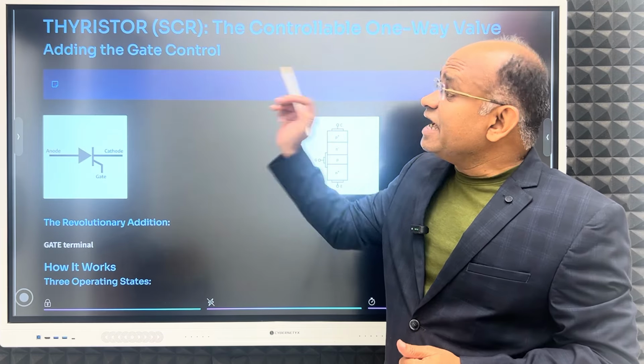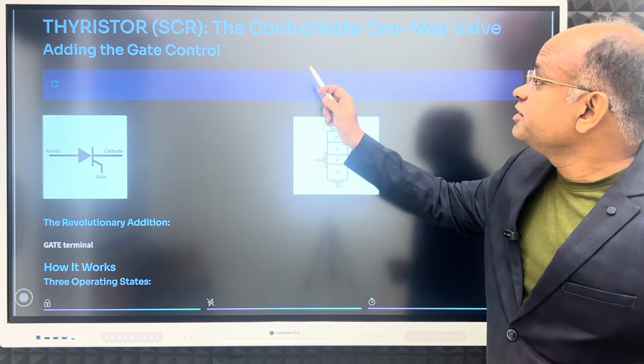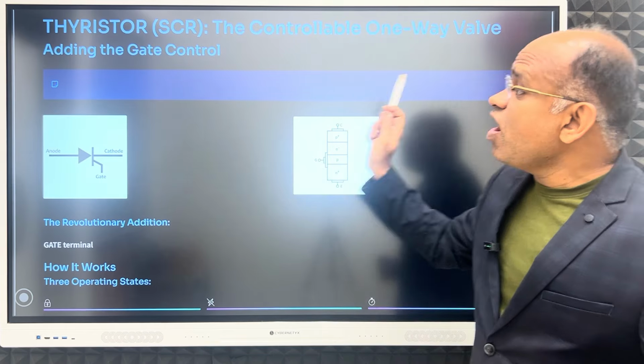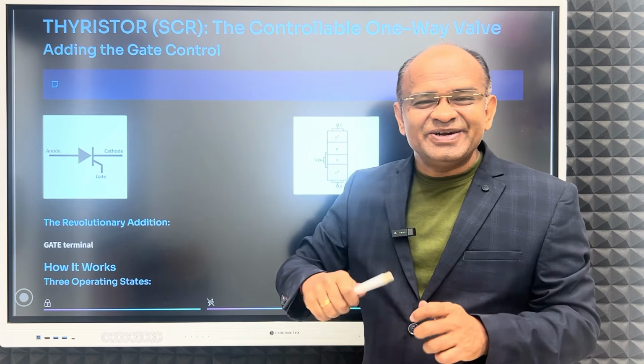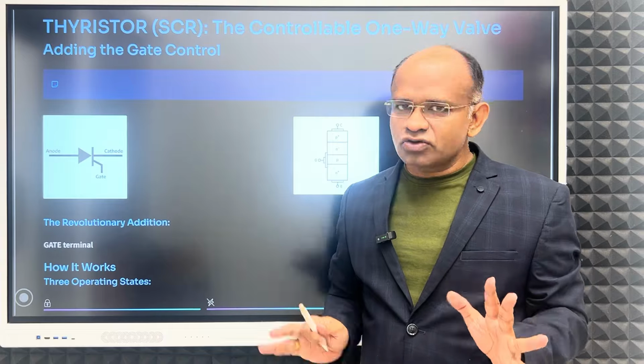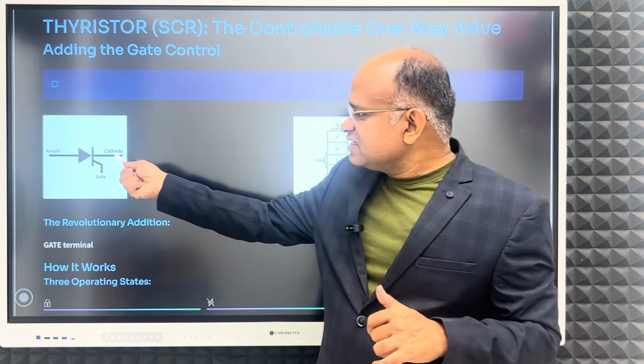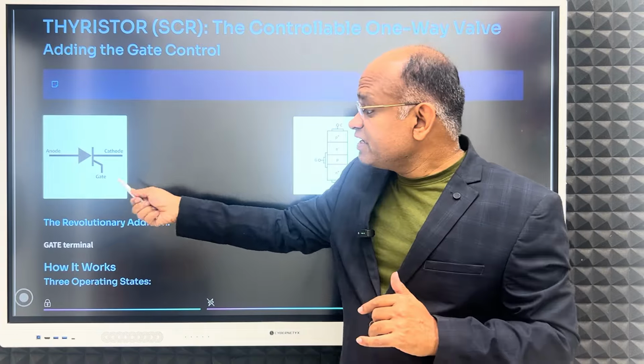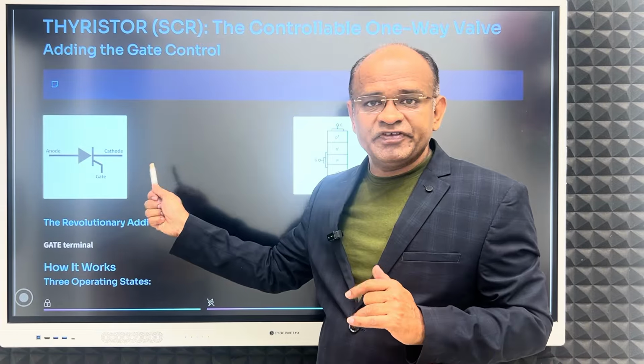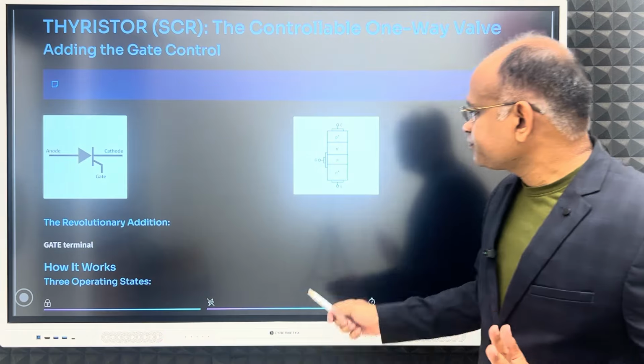Now next is the Thyristor, or SCR, as we call it, the controllable one-way valve, adding the gate control. Now we have got control, but limited control. We will see. This is the same as a diode, but it has only a gate added. Same symbol, only the gate is added.